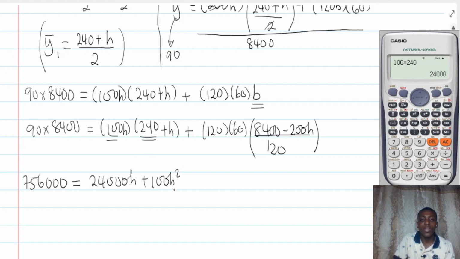Now plus 120 over here. We take off 120. Then I'll multiply 60 by 8400, which is 504,000. Minus 60 into 200 H, so 60 into 200 is 12,000, so 12,000 H. All right, so I have 12,000 H.